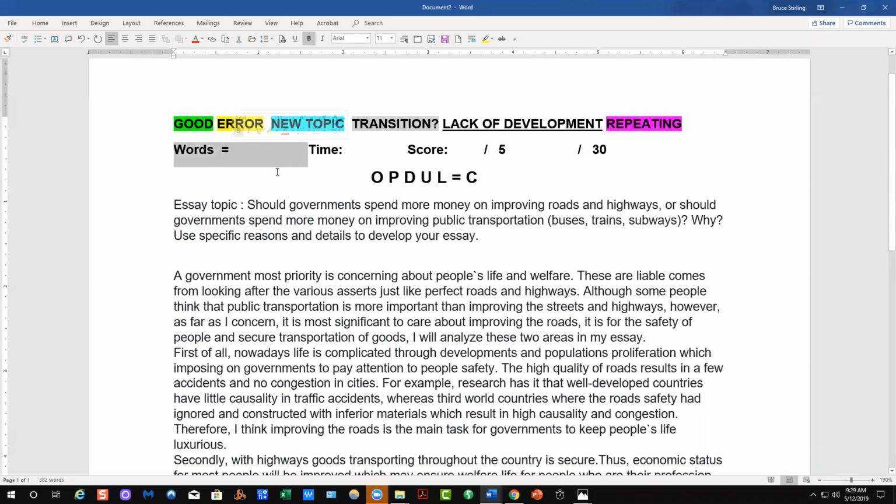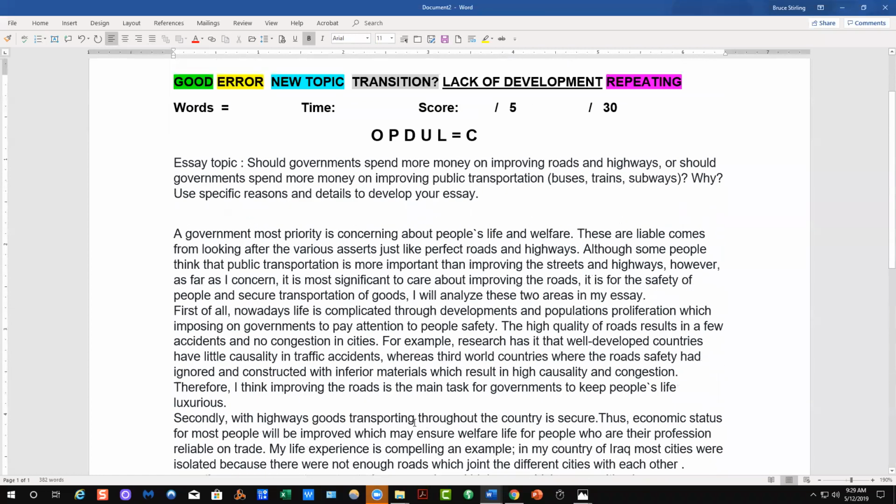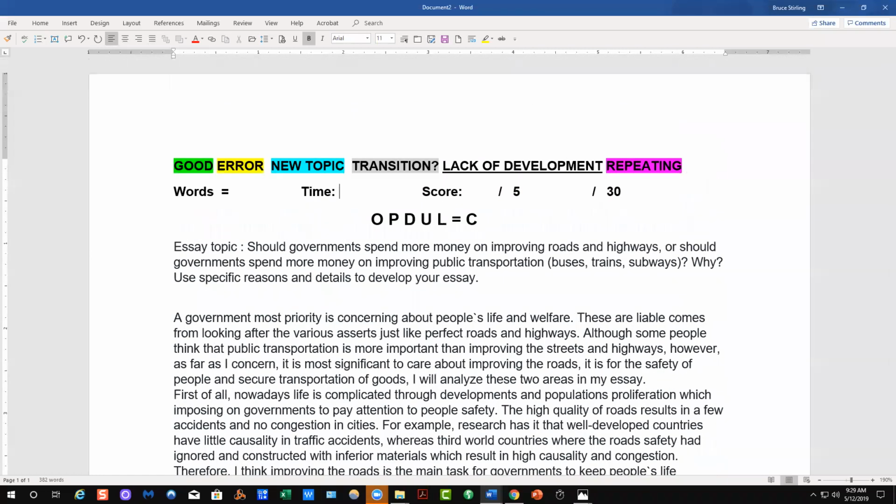I also keep track of a word count. I also keep track of time, but this is mostly for my private students. I will ask my private students, okay, so you wrote me this essay, right? How long did it take you? And they'll say, well, it took me 45 minutes. And I'll put 45 there just to keep track.